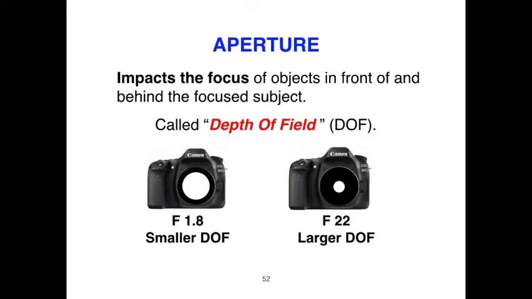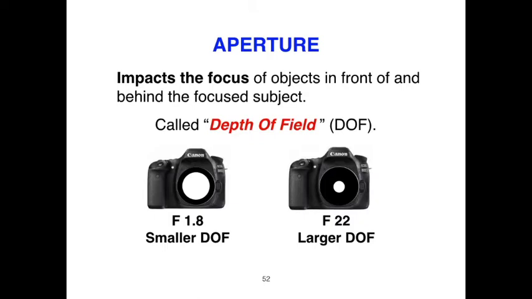The second function of the aperture is to control the focus of items that are in front of and behind your subject. We call this the depth of field or depth of focus. If the aperture opening is large, the depth of field will be small. And vice versa, a small opening will be a large depth of field.